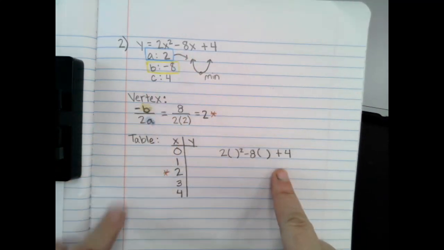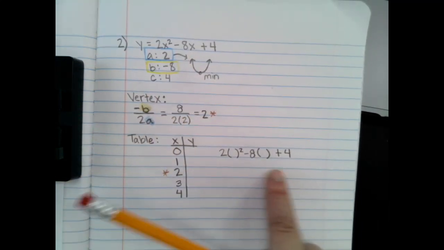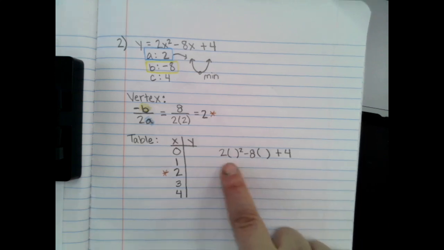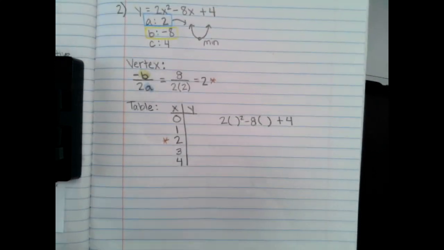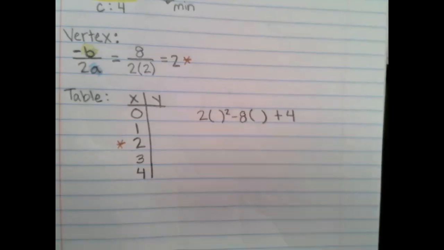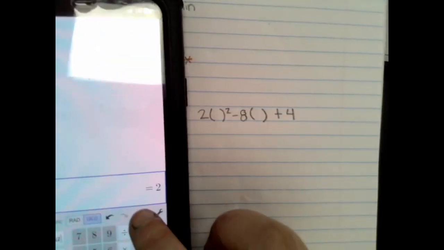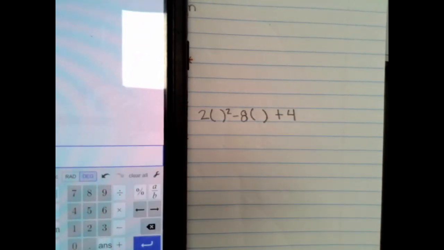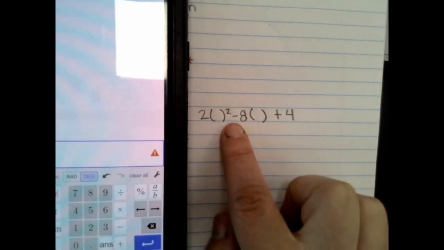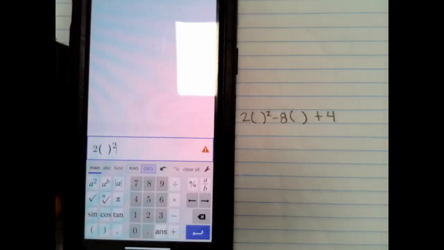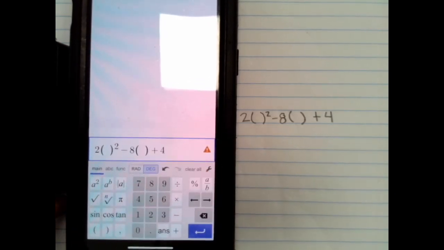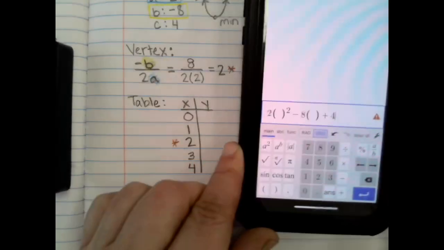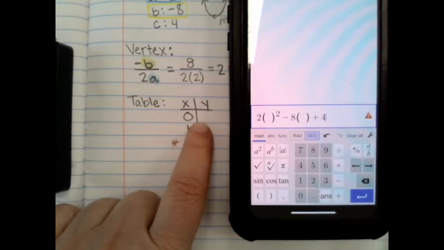And I'm just going to write that there just so I remember that that's what I'm using. Again, when you do this on your practice, you might not write that part down. Okay, but since this is your notes, it's nice to know that that's what we're looking back at. Okay, Desmos is a really nice tool to use because we don't have to type everything in multiple times. So 2 parentheses squared, oops, you can't see my calculator, minus 8 parentheses plus 4. Okay, and now we're just doing our input and our output.